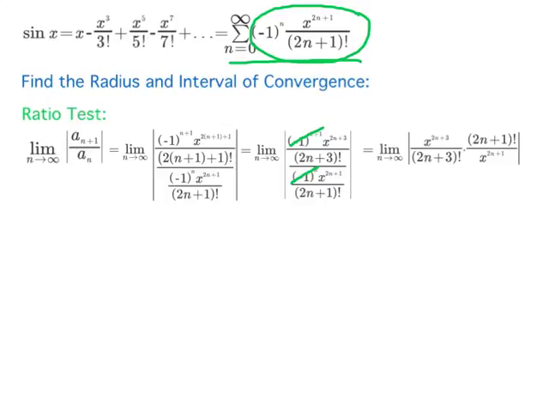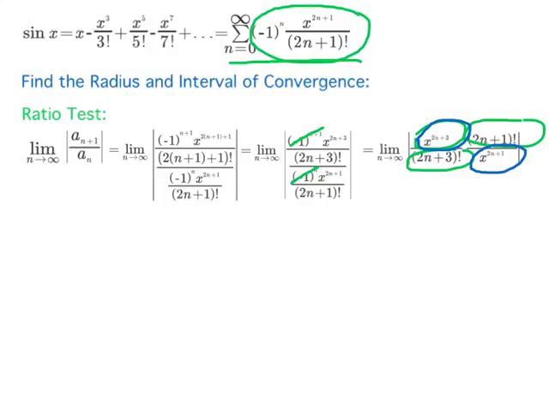Okay, this is really why we worked on factorials in that sequences section in the book, because I'm going to want to simplify these, the 2n plus 1 factorial and the 2n plus 3 factorial. I'm also going to want to simplify the x to the 2n plus 3 and the x to the 2n plus 1, okay? So I want to simplify like terms that I have there. Let's talk about those x to the powers.